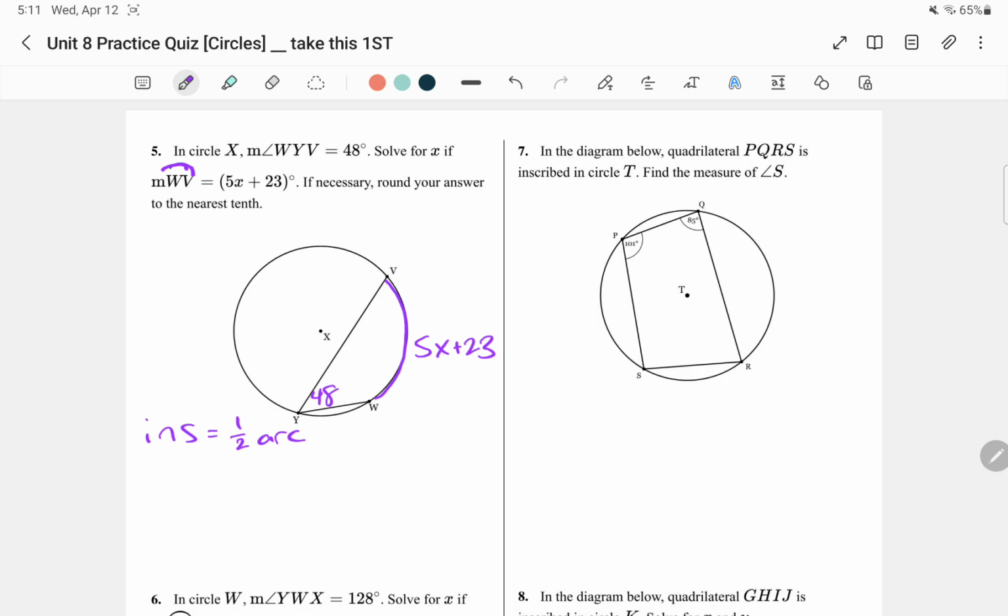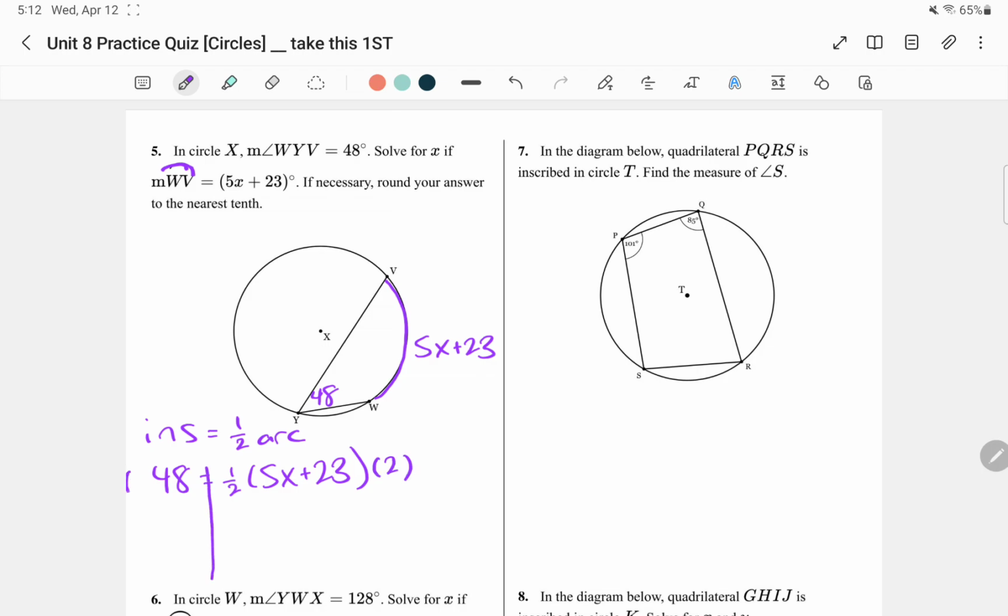All right, now we know where to place everything. So our inscribed angle is 48, so we're going to put 48 for inscribed, and then our arc is 5x plus 23. Again, sometimes they're going to give you the arc and the other part is going to be the expression. It's really going to be random. So just make sure you plug it into this little formula and you'll be fine. So to get rid of this 1/2, we're going to multiply it by 2.